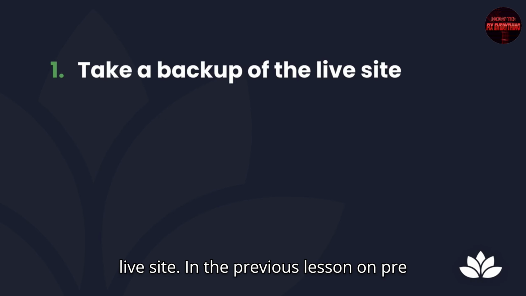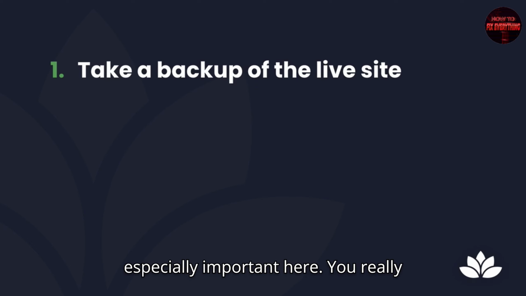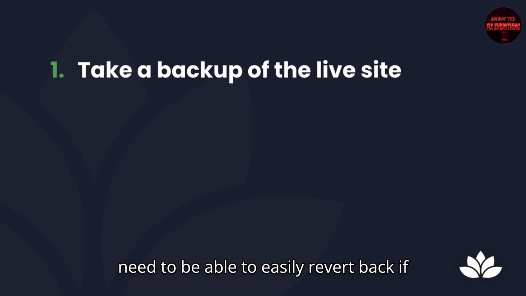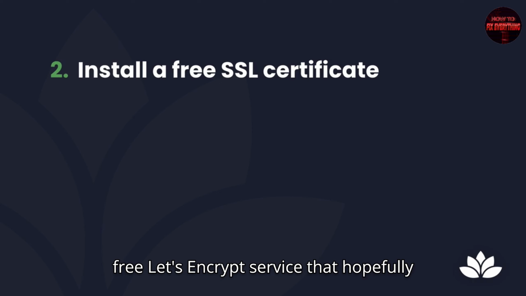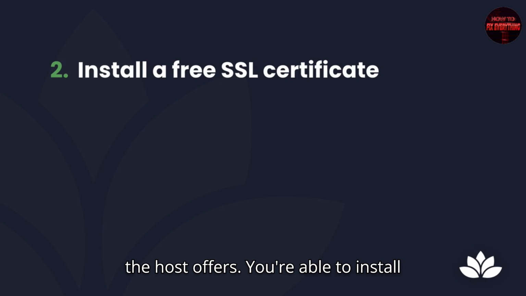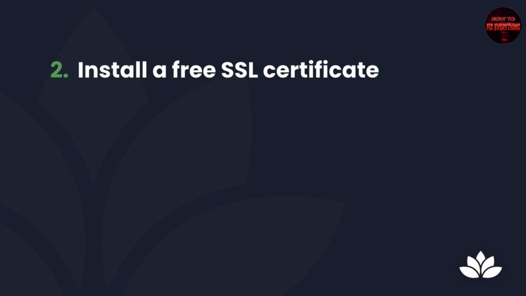In the previous lesson on pre-migration tasks, I urged you to take a backup of the current live site. This is especially important here. You really need to be able to easily revert back if the migration fails for some reason. If there isn't one installed already, make sure there's an SSL certificate installed for the domain of this server, using the free Let's Encrypt service that hopefully the host offers. You're able to install an SSL certificate on this hosting now because the live domain is already pointed to it.